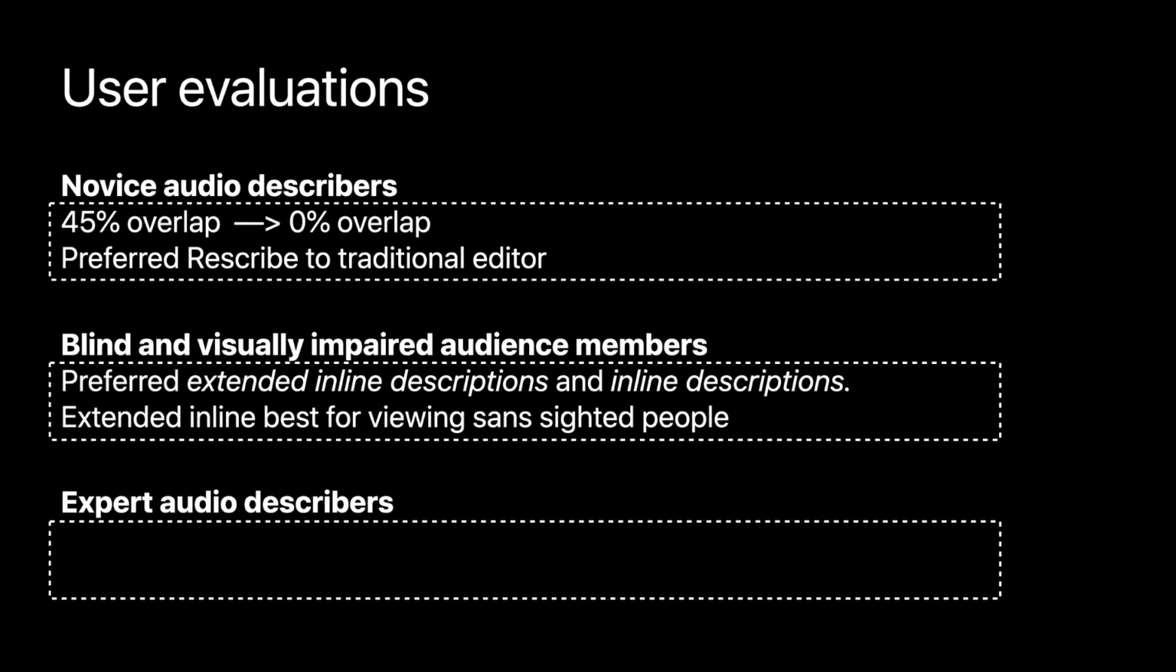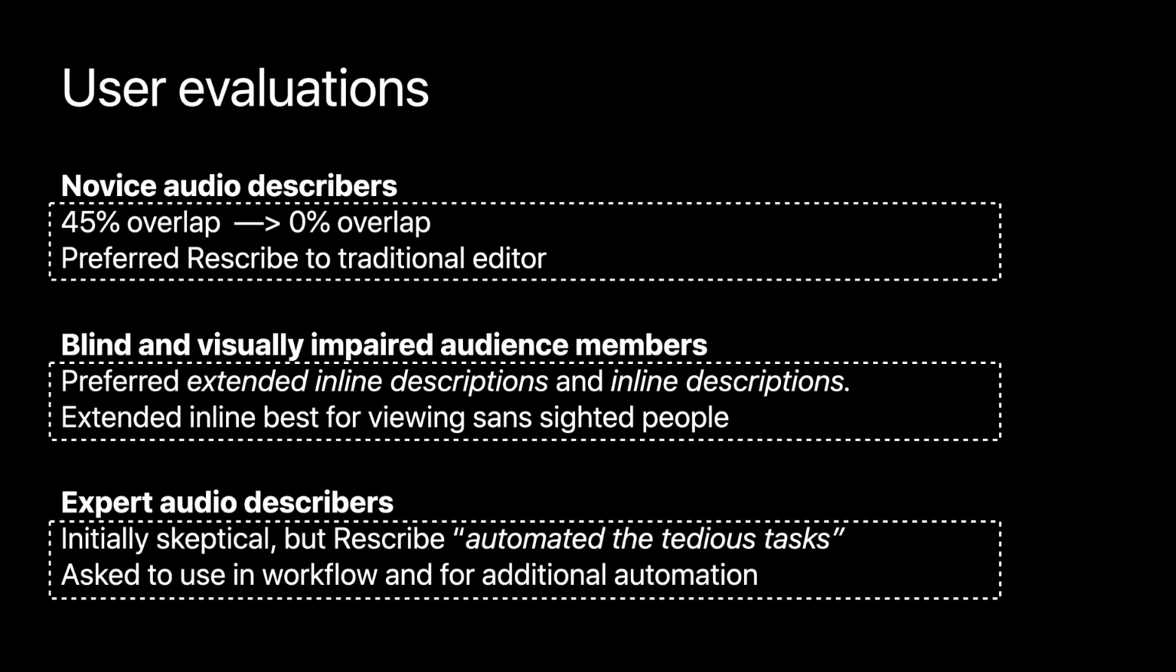Blind and visually impaired audience members, comparing our 3 types of audio descriptions, preferred the Rescribe-edited descriptions over the original extended descriptions that had to pause the audio. Participants also preferred extended inline to inline descriptions, particularly for viewing without sighted people because it breaks the video audio sync. They like the ability to have more information without breaking the tone of the video.